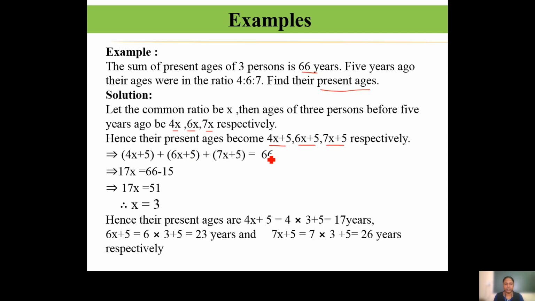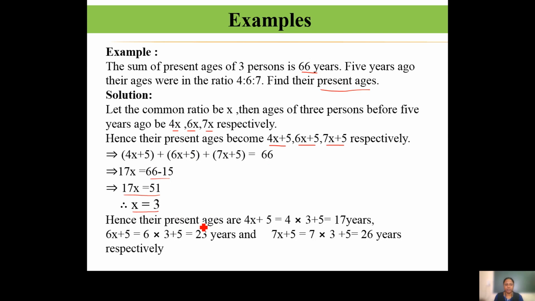So I'll just take this 15 to the RHS by subtracting, 66 minus 15. So here 17x is equal to 51. Dividing by 17, we'll get the value of x as 3.